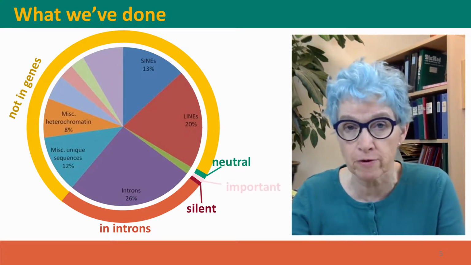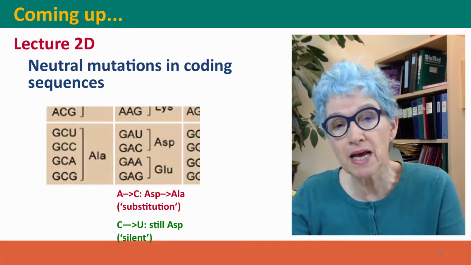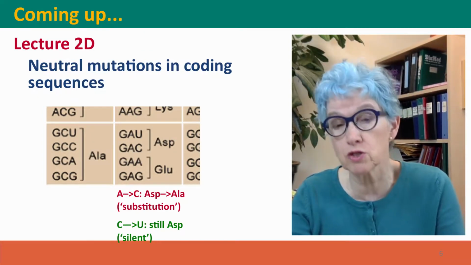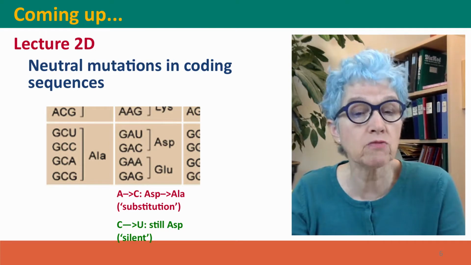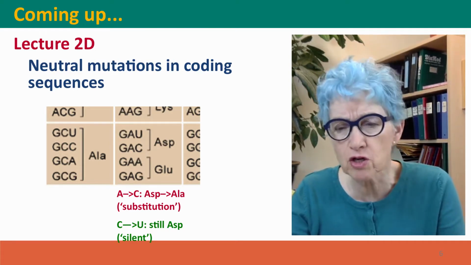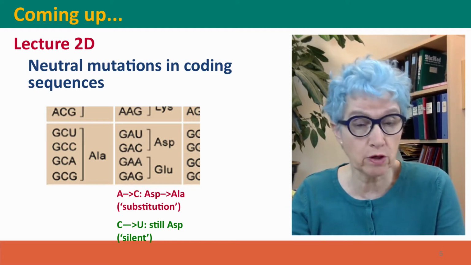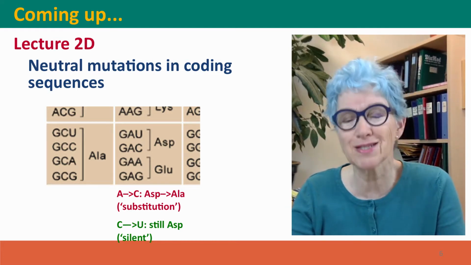Coming up next, Lecture 2D, we'll talk about mutations in coding sequences that don't affect function. We're going to reserve the discussion of functional consequences largely to Module 3. So here we'll be talking about neutral mutations and silent mutations.